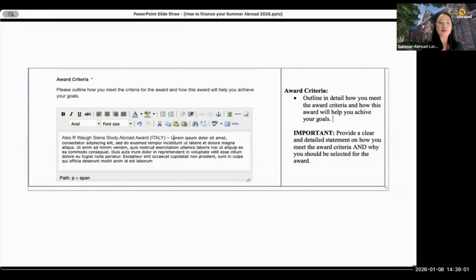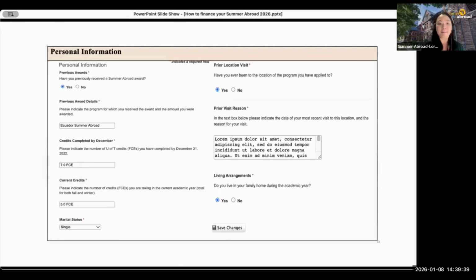Sometimes I will see students write one line, and I'm going to be upfront, it's not going to be enough. You really have to provide a clear, detailed statement, and it has to be your original statement. I don't want to see any statements that look like there's been external help that's been part of the submission, please. So keep that in mind. Original statement, just write from your heart. Tell us why and how you meet the criteria for this particular funding.